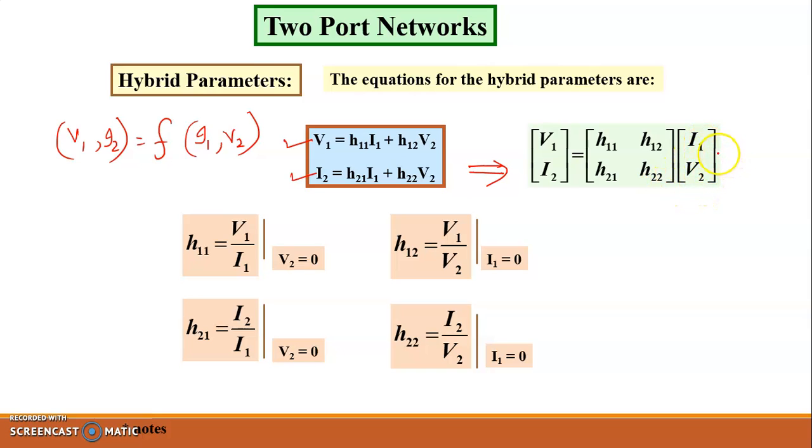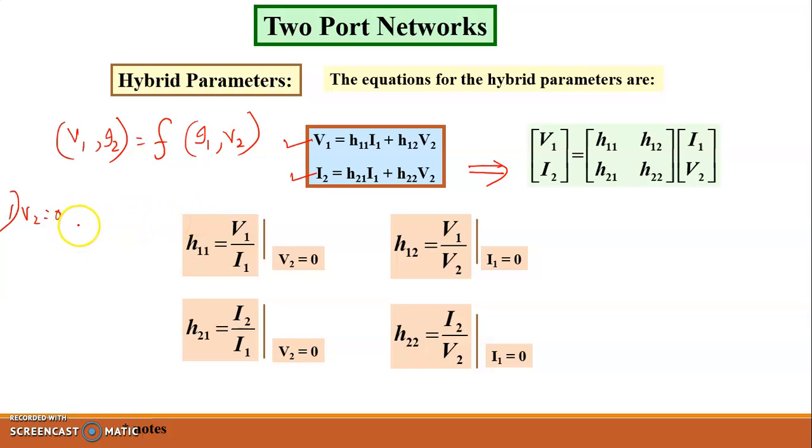As in the previous case also, in order to find the corresponding expressions of H11, H12, H21 and H22, either you have to make I1 equal to 0 or V2 equal to 0. So the first case is I am making V2 equal to 0. V2 equal to 0 means your output port is short circuited.